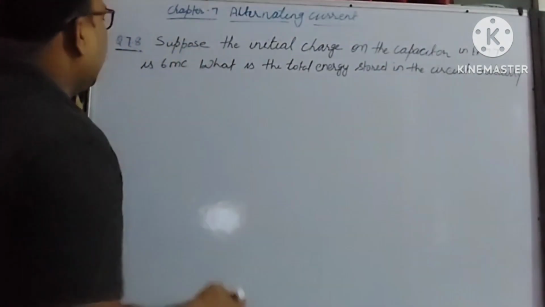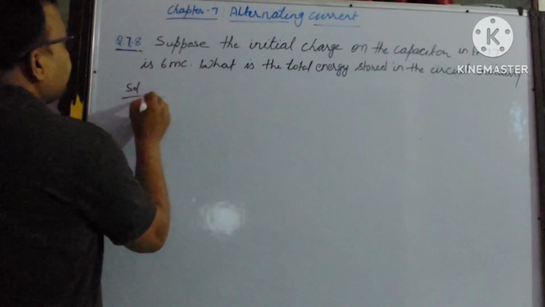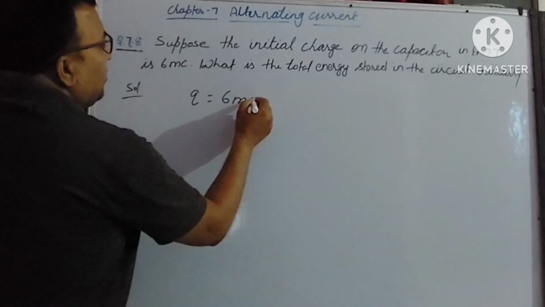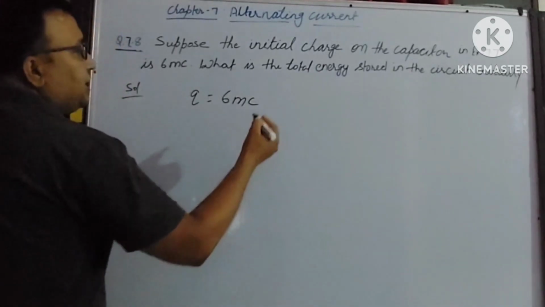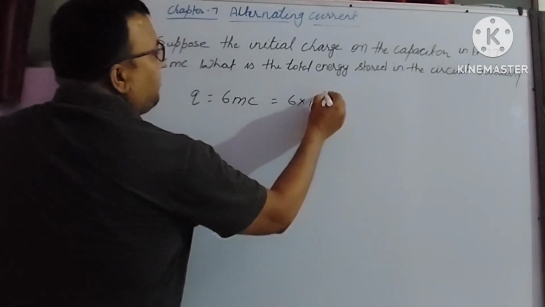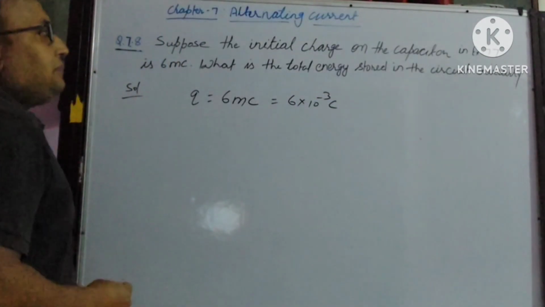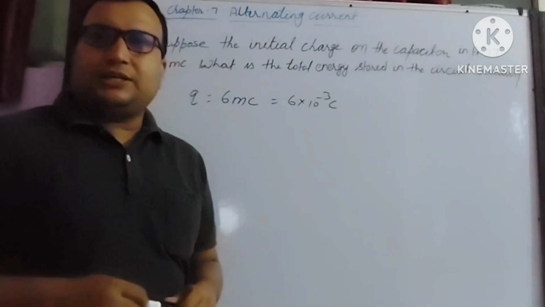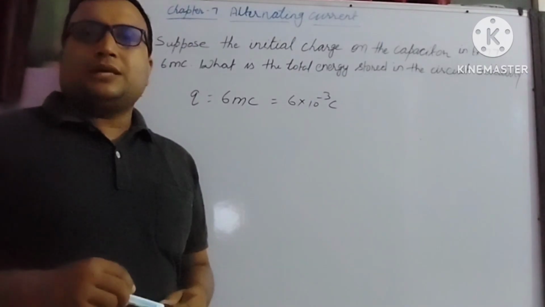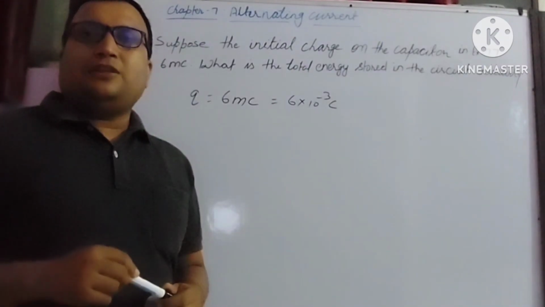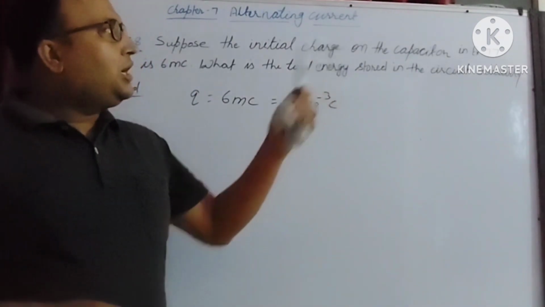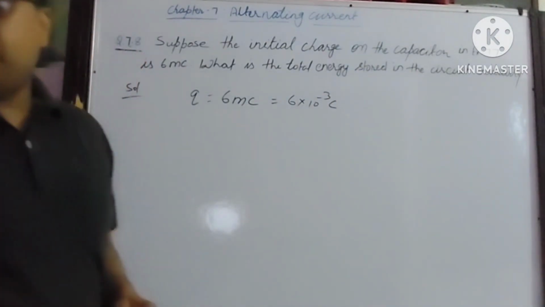The question is saying that the Q value is given as 6 millicoulomb. You have to convert that and mention 6 into 10 to the power minus 3 coulomb. At the same time, some more information is needed. What is the capacitor's value? For this particular question we need that, so we collect the information from exercise 7.7.